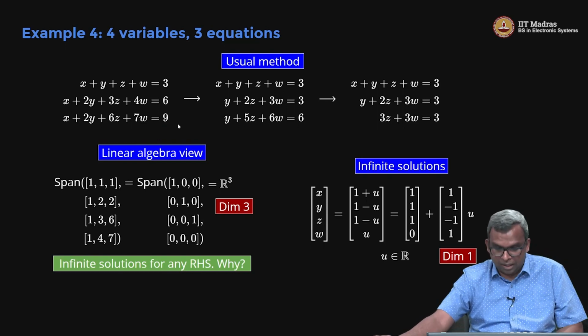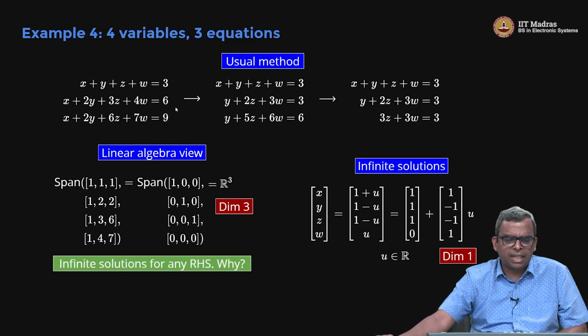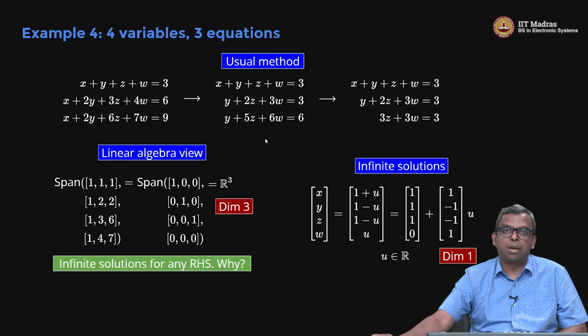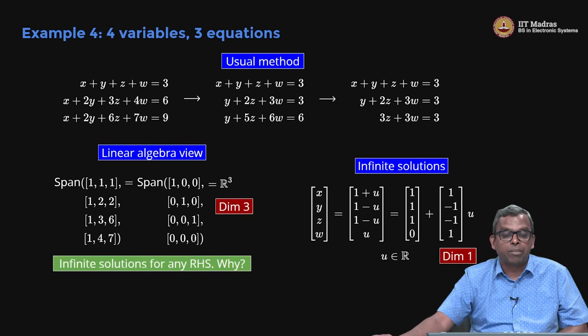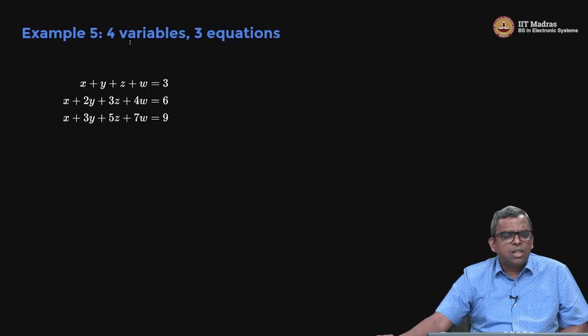Okay, so this is an interesting little observation. You can think about it a little bit more. So you will have infinite solutions for any RHS. Compare with the 3 equations, 3 variable case, you will see the contrast here. Okay. Is that the only case? It turns out that's not the only case.